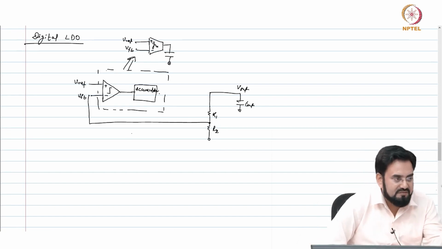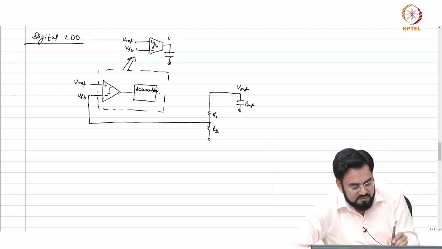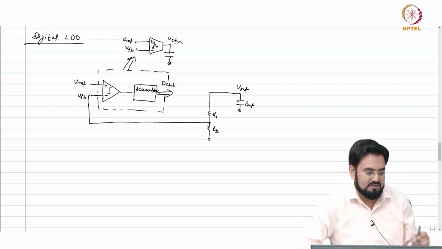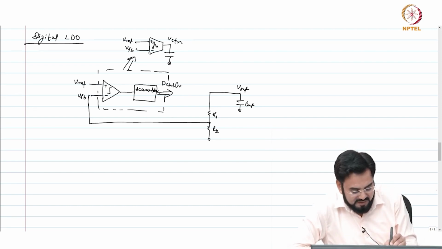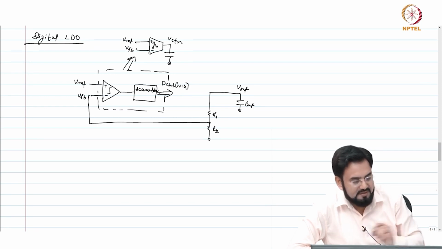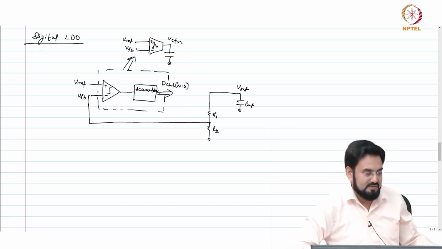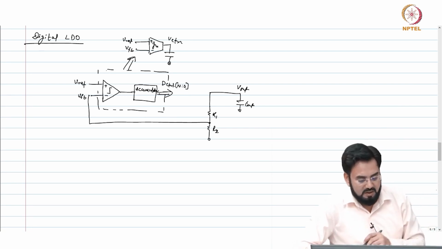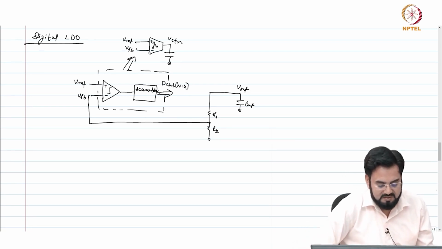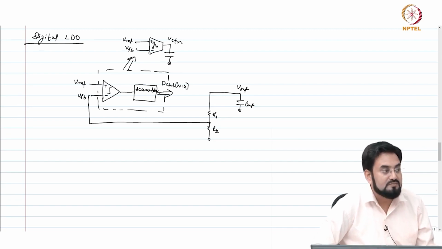It compares your reference with the feedback voltage, and in the analog case this was generating VCTRL. Now, this will generate a code, I will call it DCTRL, digital code, depending upon how many bits you have. So, n plus 1 bit. Now, what else do I require? Where should this code go? Multiplexer? What?